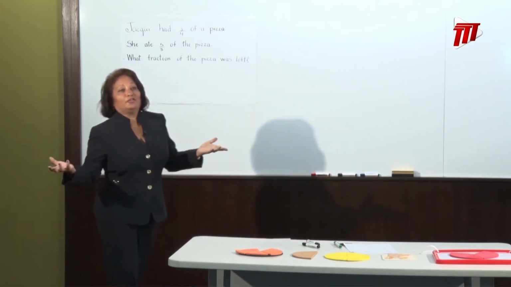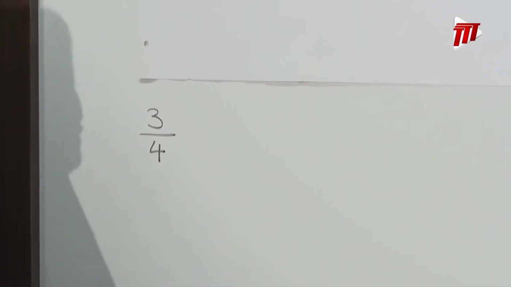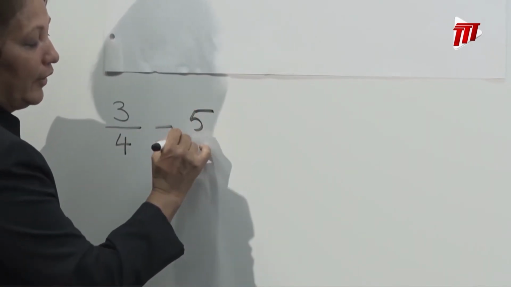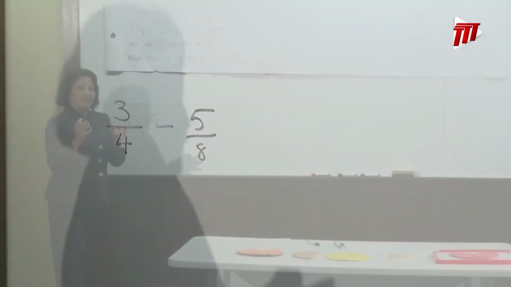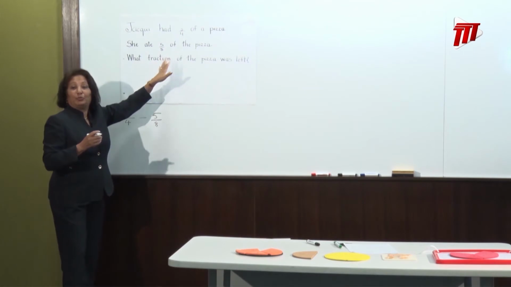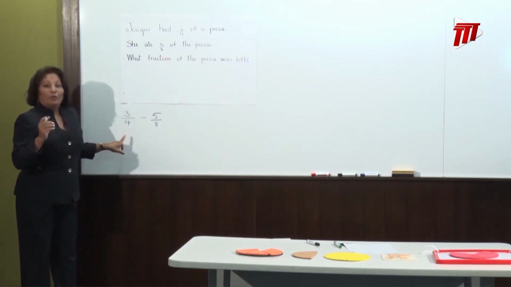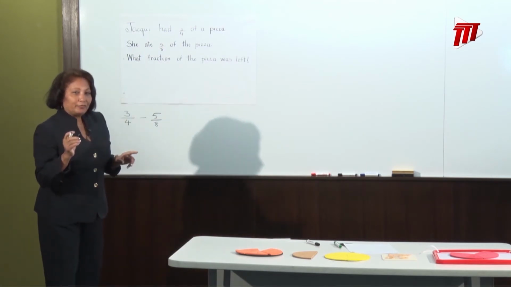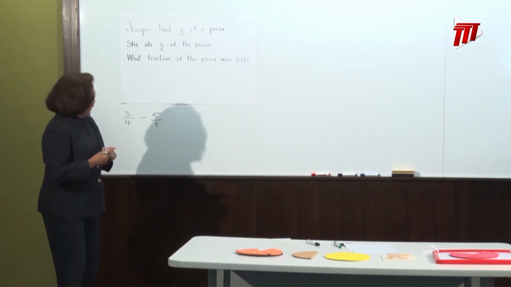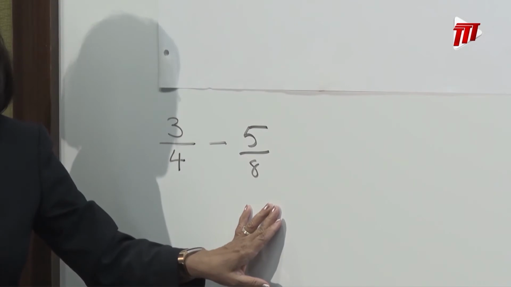So what are we going to subtract? She ate 5/8, so we have to subtract 5/8. When we subtract the 5/8, whatever answer we get would be what was left, which would answer the question directly. All right? What was the first thing we have to do when we subtract fractions? Right. We check to see if the denominators are the same, or if one is a multiple of the other.